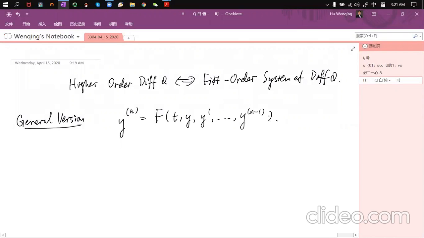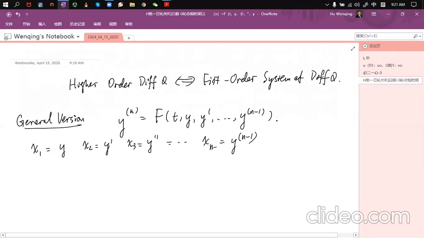How are you going to turn it into a first order system? Well, you can turn it by this idea. Let's say x1 is equal to y, x2 is equal to y prime, x3 is equal to y double prime, and so on. You only need to go up to the n minus 1 derivative. Remember, if n is equal to 2, you just need one more variable. So xn is equal to y to the n minus 1, because you started from the zeroth derivative.